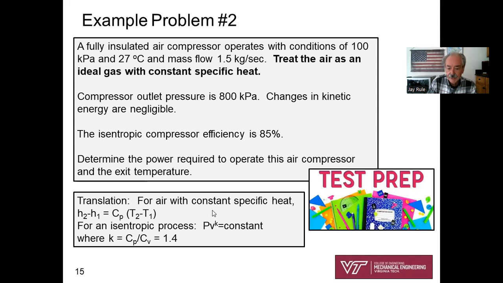We should know this in our heads, but we should also know the restrictions. PV to the K is constant. Isentropic process, that's reversible adiabatic. Ideal gas, constant specific heat. And K is always Cp over Cv, but for air, K is equal to 1.4. We should have that in our heads. As we gain experience in air compressor analysis, we just learn that K is 1.4 for air.